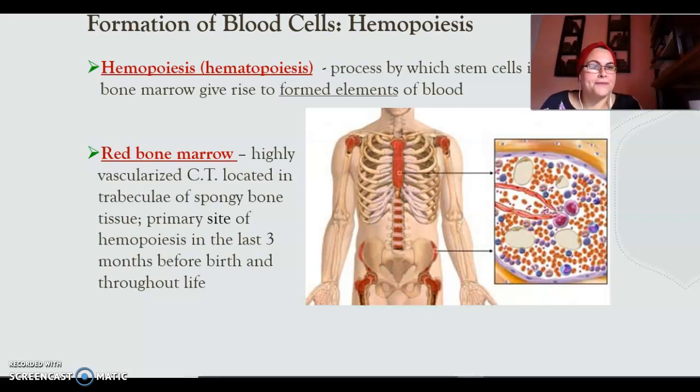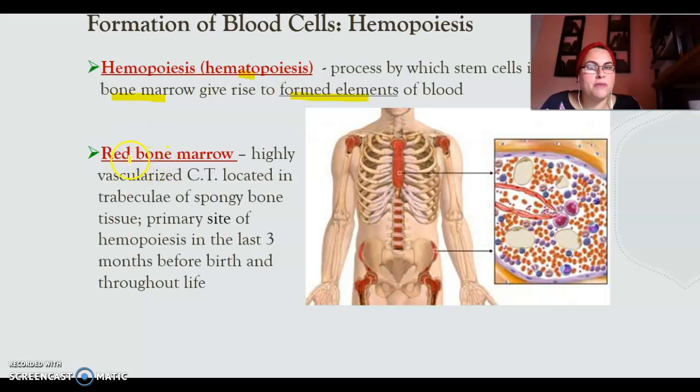Formation of blood cells. This process is called hemopoiesis or hematopoiesis. Highlight the definition. This is the process by which stem cells in the red bone marrow, stem cells meaning the mother cells responsible for production of the blood cells, will give rise to formed elements of blood, or the different types of blood cells.